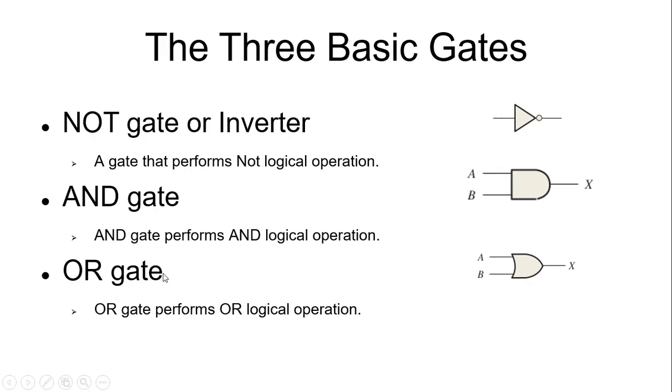The third basic gate is the OR gate. OR gate performs the OR logical operation. This is the standard symbol of the OR gate. This is a 2 input OR gate, so we have A and B as inputs on the left side and we have a single output on the right side. So this is the symbol of an OR gate.